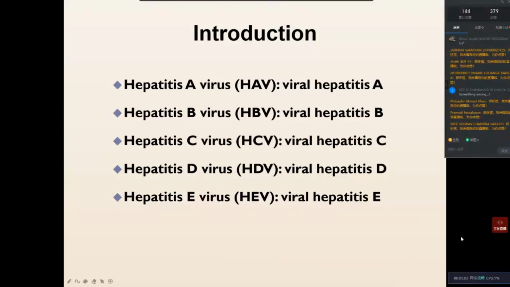And we'll go over one by one, and we'll learn their structure, their genome composition, whether it's DNA or RNA, and also we'll learn how they cause disease, what type of disease they can cause, and their infection route, and how to prevent them. So in a similar pattern, we'll go over the viruses one by one.